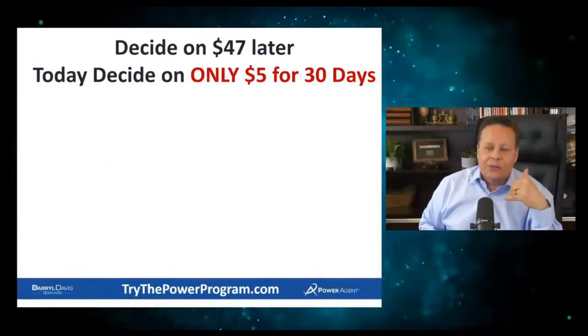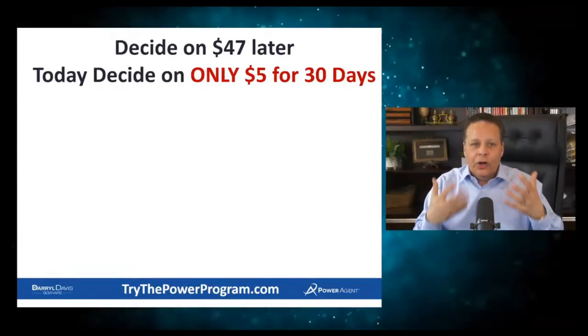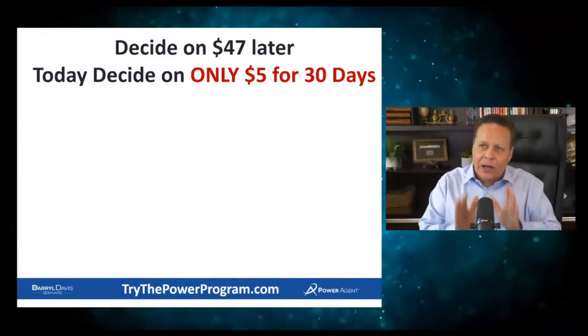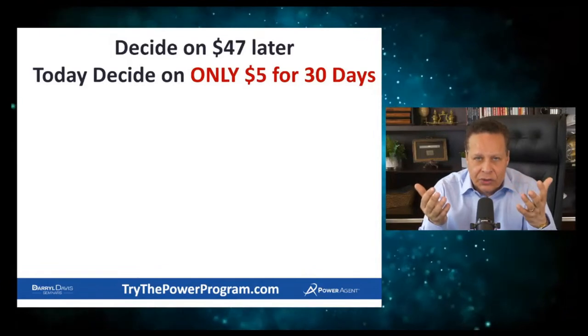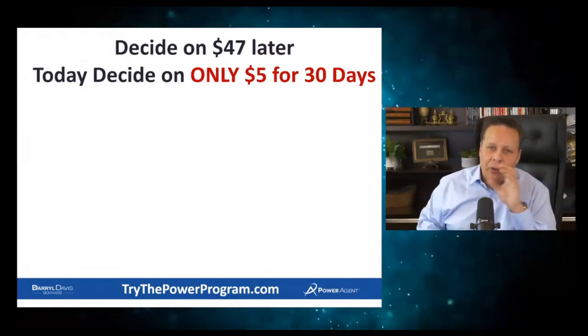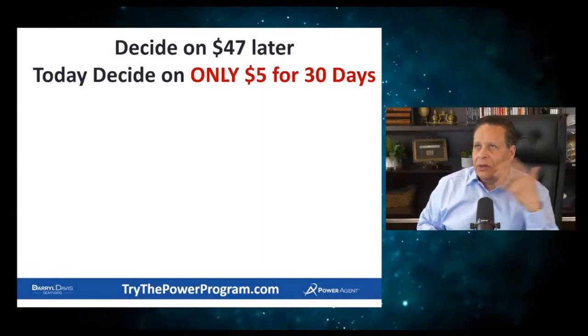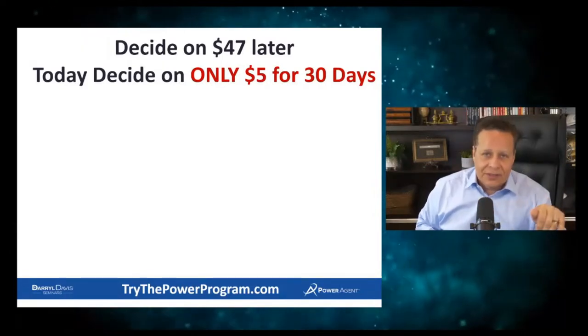The reason why is because we know once we win your heart and your head, you're going to want to be a power agent. Sometimes there's always that question, is this a good deal? So we're trying to make it easy for you to decide. You don't have to decide on 47. You don't have to decide for the rest of your life. It's really just $5. That's all you have to decide right now.